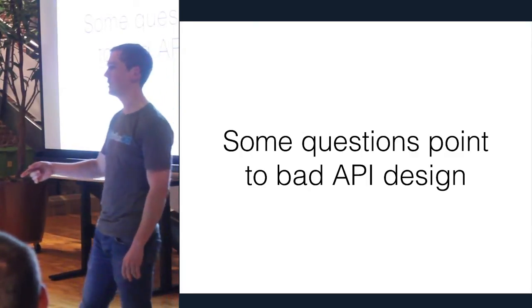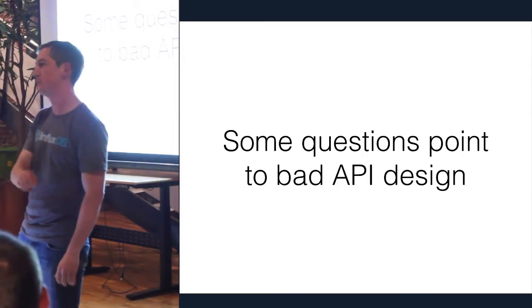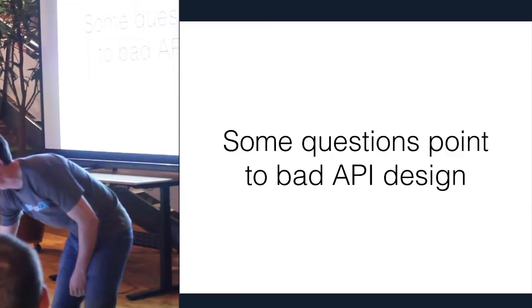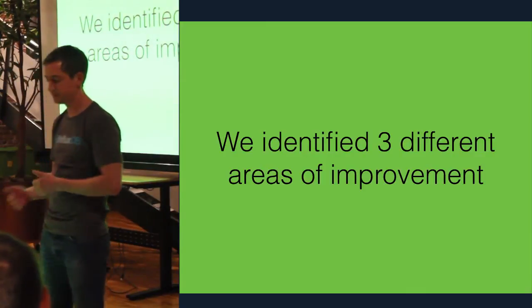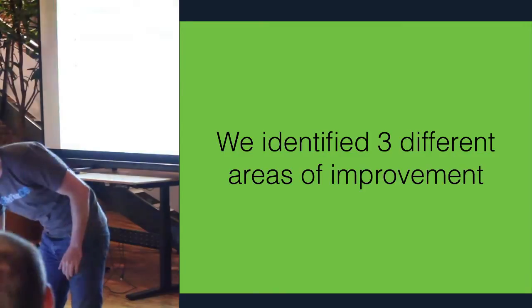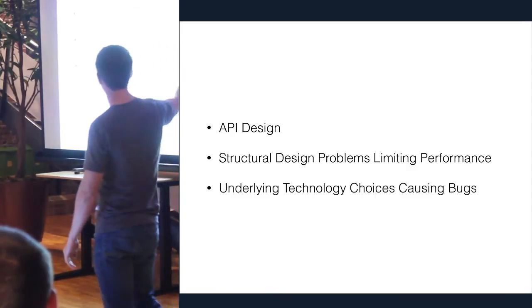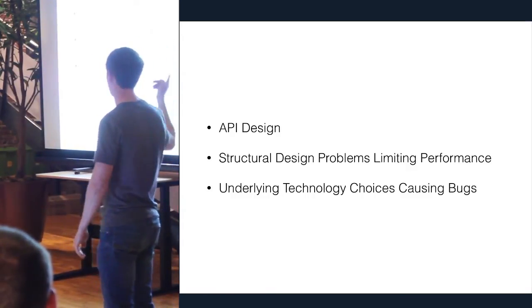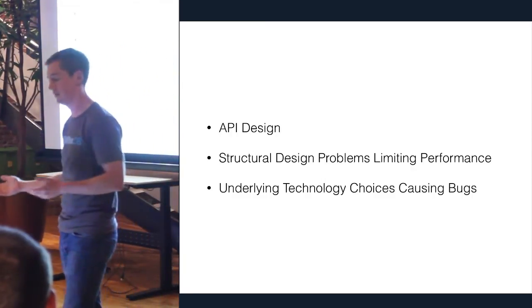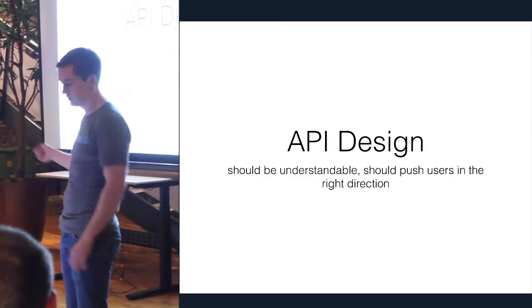Some questions that people ask point to bad API design. They point to things and improvements that we can make. They'll make the software easier to use and easier to understand. So I don't think they're all illegitimate. So based on that, we identified 3 different areas of improvement. These: API design, structural design problems that were limiting performance, and underlying technology choices that were causing bugs that we couldn't chase down. So we'll take each one of these in turn.